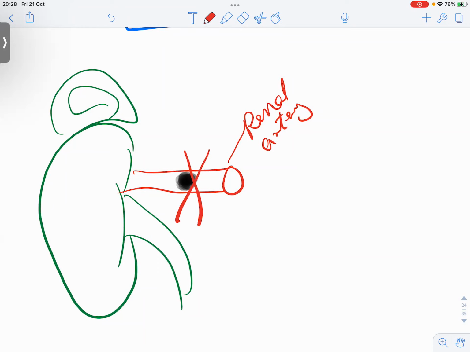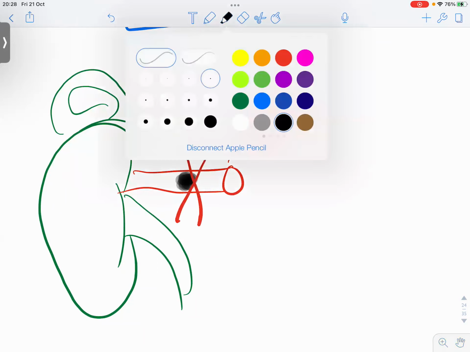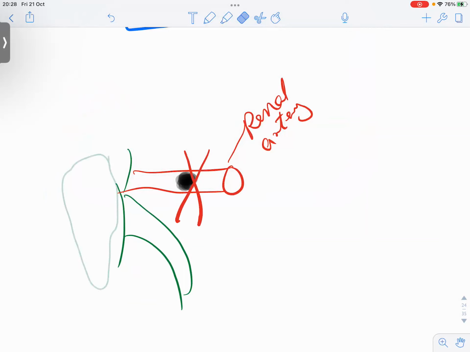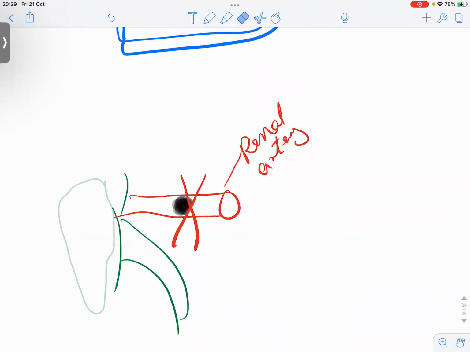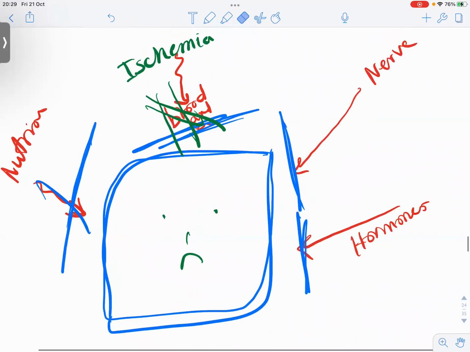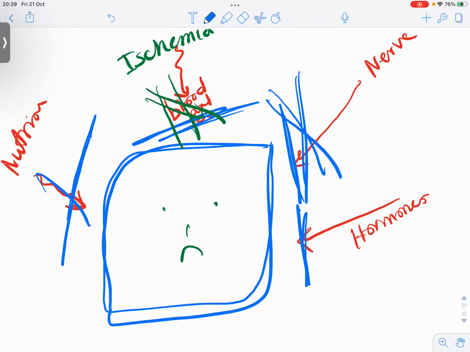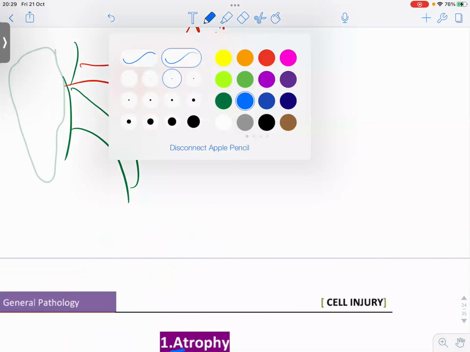So what's going to happen to the kidney? Of course, the kidney will start to shrink and die off, because there's not enough blood or oxygen to the cells. So the cells will decrease in size and decrease in number, because the cells will start to die off. It's called ischemia. Also, in some neurogenic effect, the nerve cannot supply the cells. For example, the muscles.